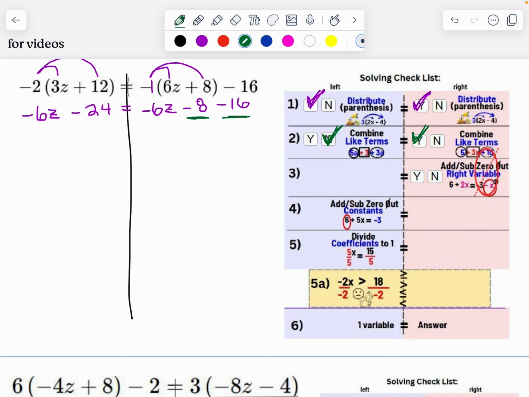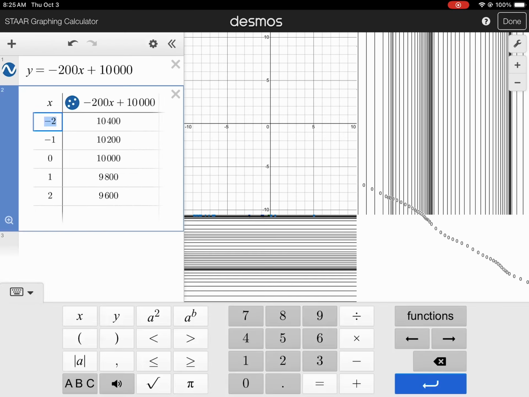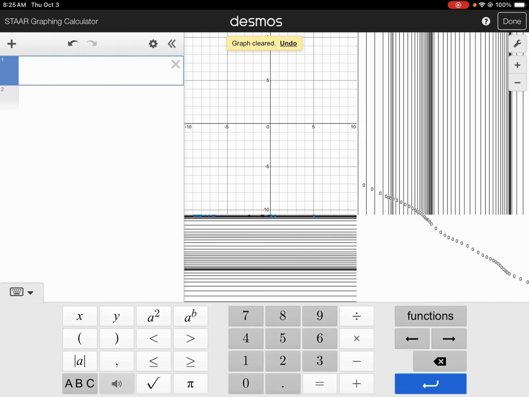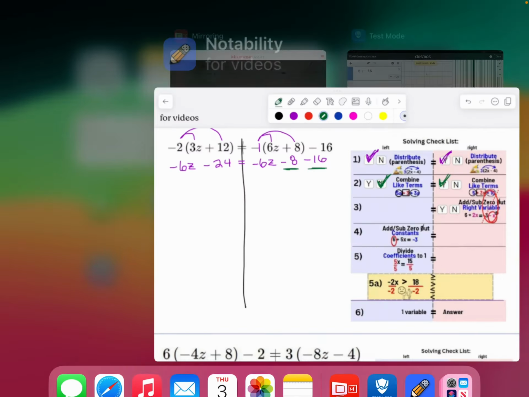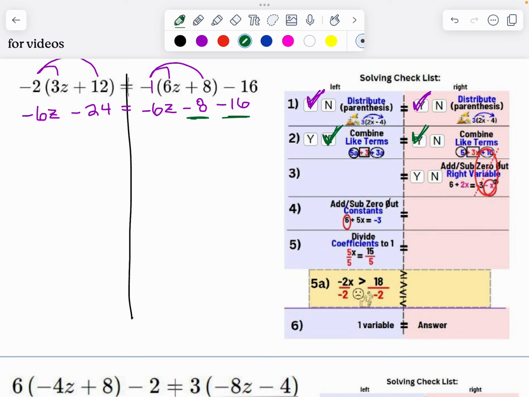I'm going to add -8 plus -16. Make sure you're always adding. Sorry, let me get that. -8 plus -16, and I get -24. So I'm going to bring down that -24 and rewrite everything else. Equals the -6z here and -24.